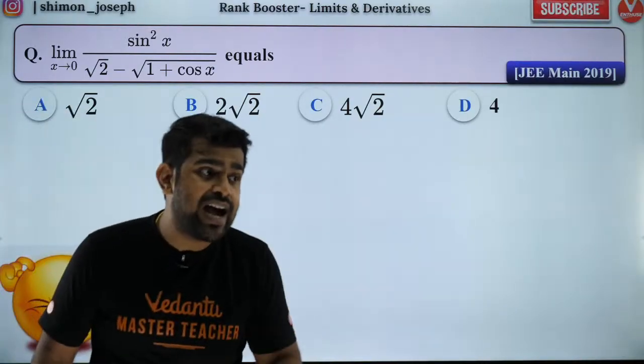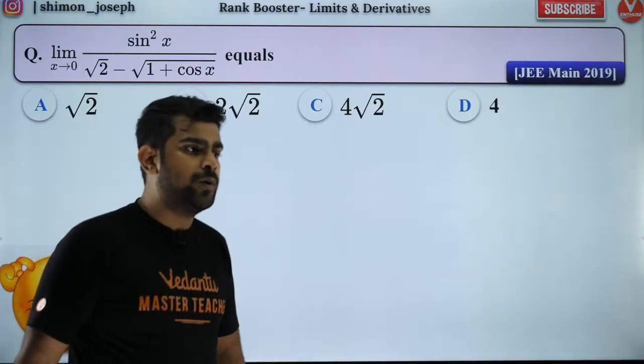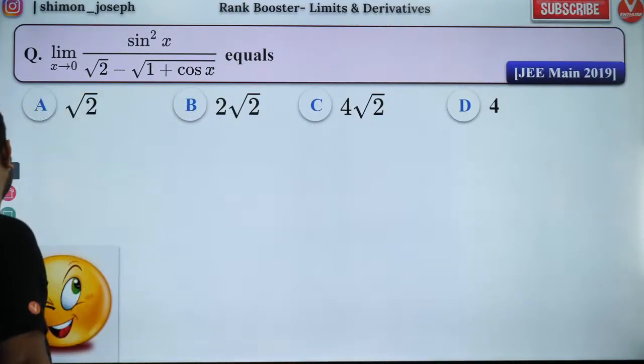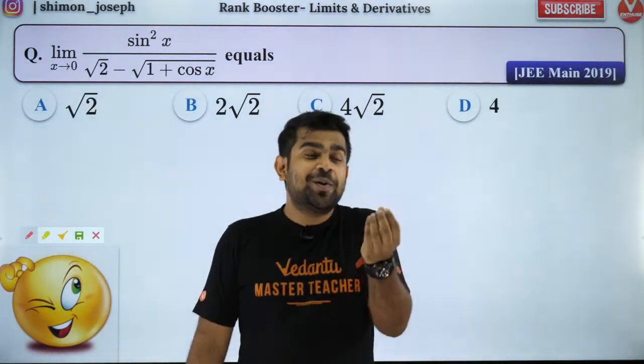Aishwarya, no, I think it is option C. We will check it out, okay? So how do we solve it? Guys, there are two methods. That is the beauty of limits, man.